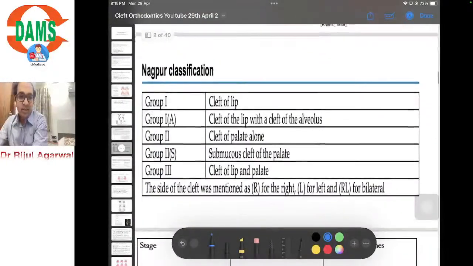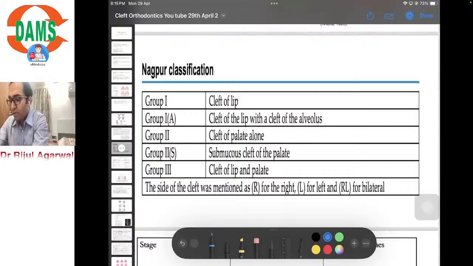Coming to the next classification system, that is the Indian classification or the Nagpur classification system. This is the most popularly used in all our colleges and the most commonly asked in your exam. It is classified into groups 1, 2, and 3. Group 1 is the cleft of lip. 1A is the cleft of lip with the cleft of alveolus. Group 2 is cleft of palate alone. 2S is the submucous cleft of the palate, and group 3 is the cleft of lip and palate.